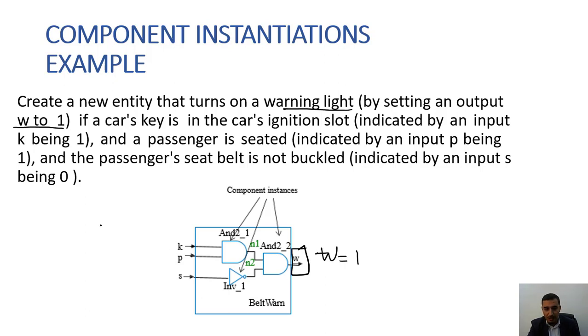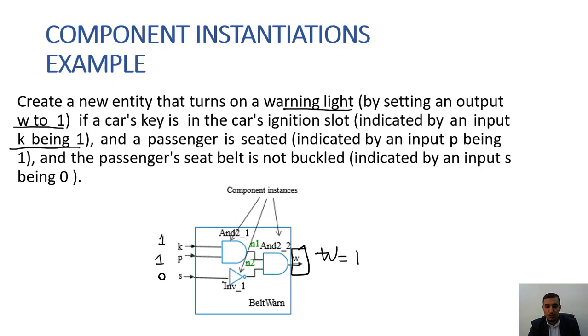When the car keys are in the ignition, which is K equal to 1, and the passenger is seated, which is P equal to 1, and the seat belt is unbuckled, which is indicated with S equal to 0. Once this is all done, we will have a 1 over here.